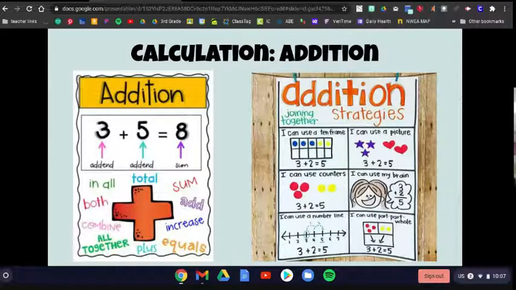The numbers that you add together are called add-ins, and then the answer to an addition problem is called the sum. We know that we are adding when we see the plus sign. It looks like a little T.